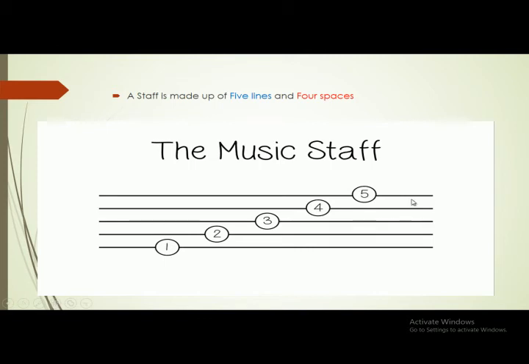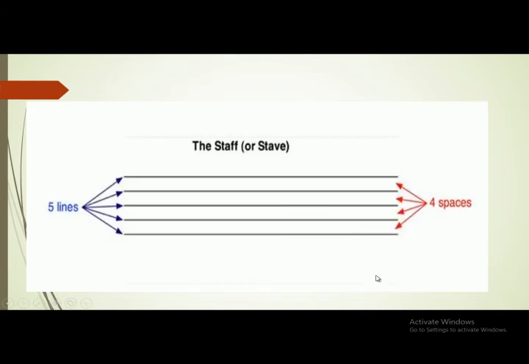Let's count the lines. 1, 2, 3, 4, 5. As you can see here, we have 5 lines, as I have indicated: line number 1, line number 2, line number 3, line number 4, and line number 5. For the spaces, space 1, space 2, space 3, and space 4. So a staff is made up of 5 lines, 1, 2, 3, 4, 5, and 4 spaces, 1, 2, 3, 4. So that's how a staff is made up.